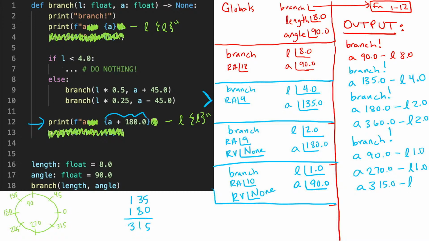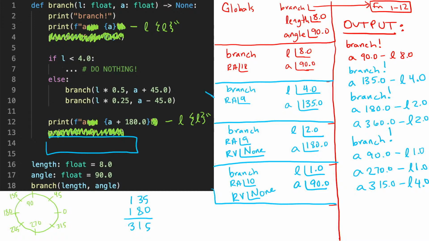and L. So what is our L? Our L is 4 in the current frame, right? So we look up what is L in this current frame. L is 4.0. Cool. And we've reached the end of this frame, right?